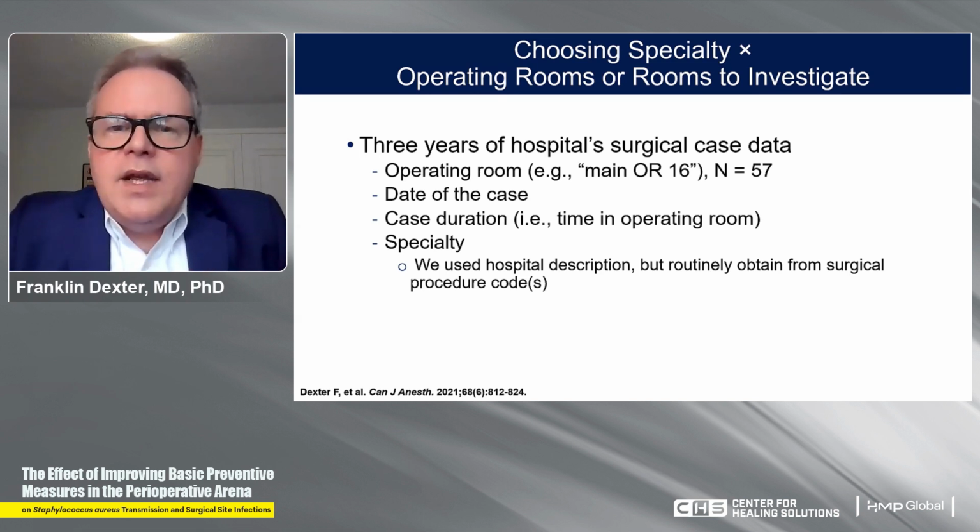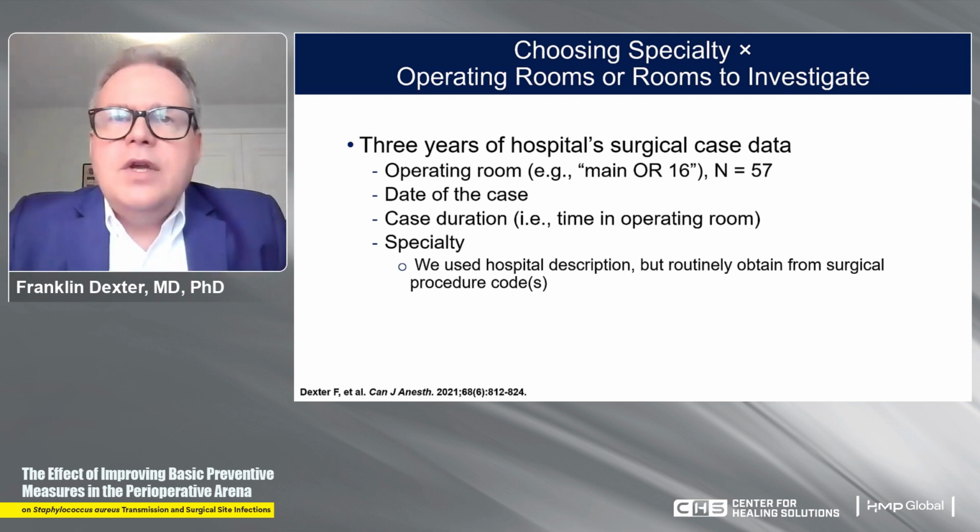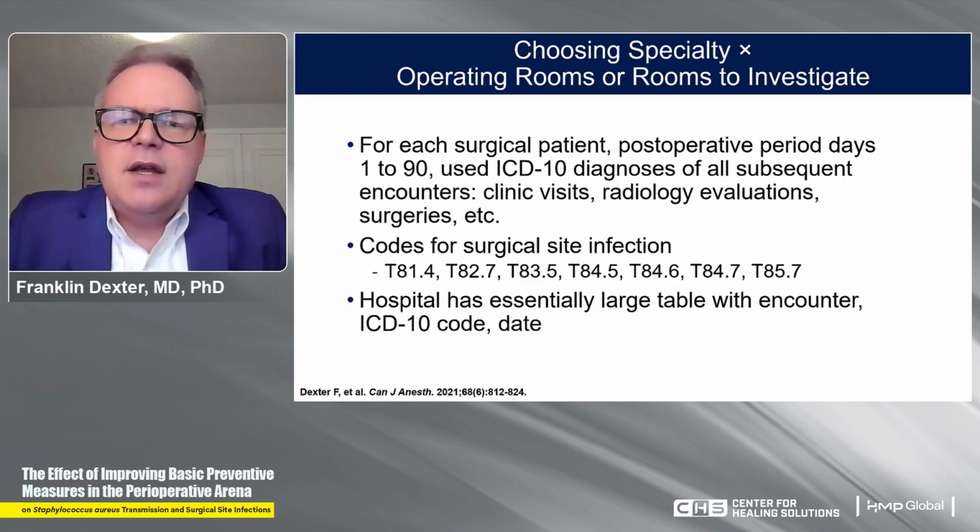You'd use about 3 years worth of data. And fundamentally, the data is the room, the date, how long the case took, and some version of specialty. You can get that data from your anesthesia billing data, not the bills, just the raw data that's submitted. You can get that data from your operating room information system. You can get it from a combination. There are multiple ways also to figure out the specialty from the surgical procedure code if you don't record the specialty itself.